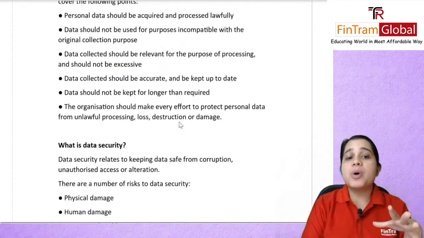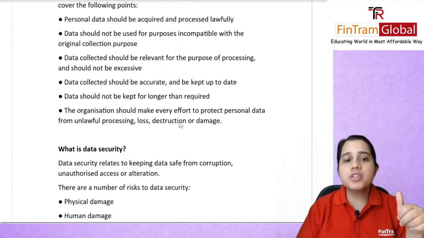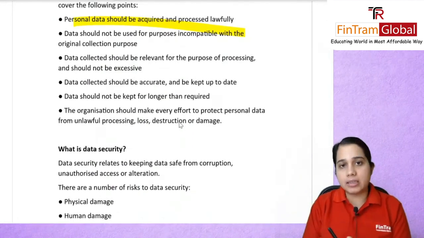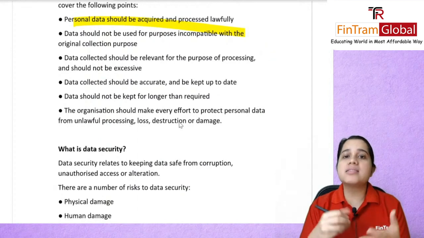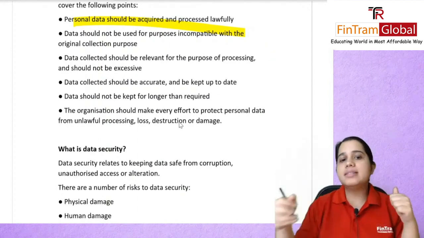That personal data should be acquired and processed lawfully. So if I am acquiring any data of an employee, I should be acquiring it lawfully, meaning that person has given me consent that yes, I can use all of their details.